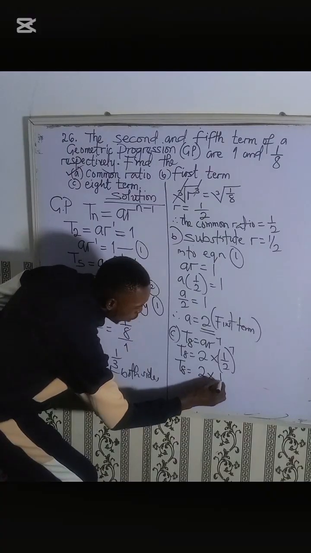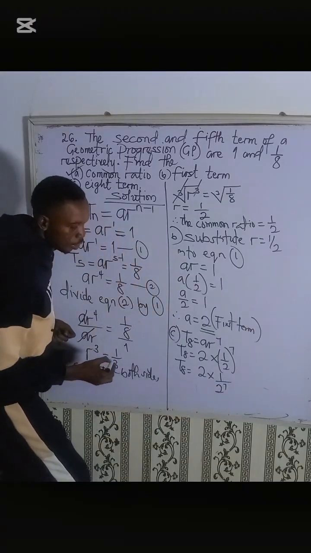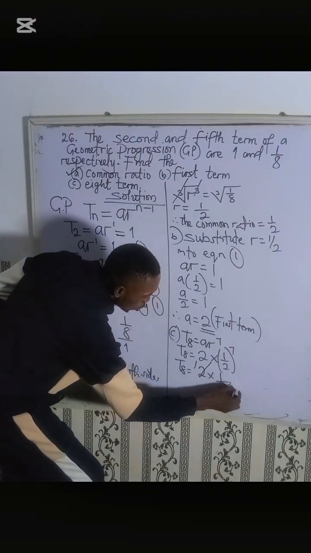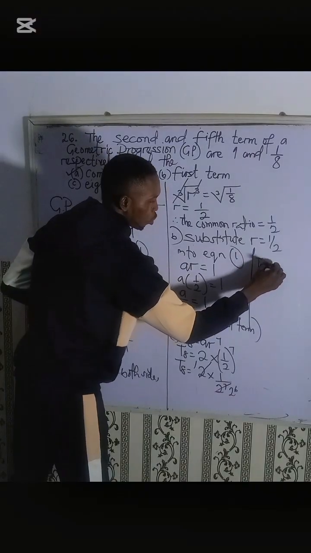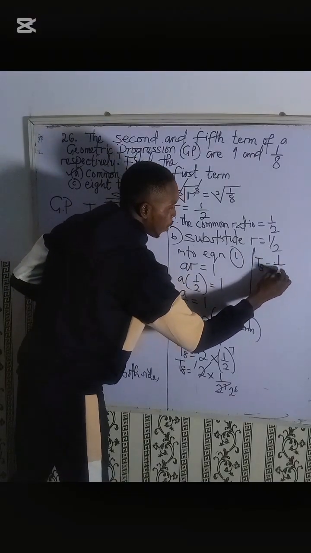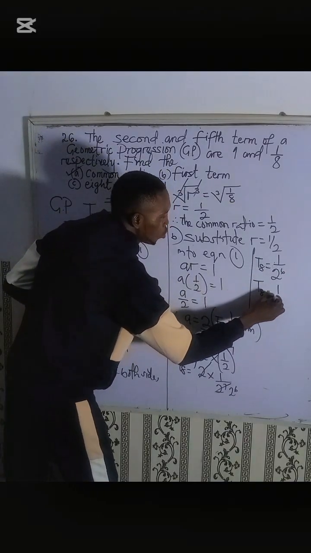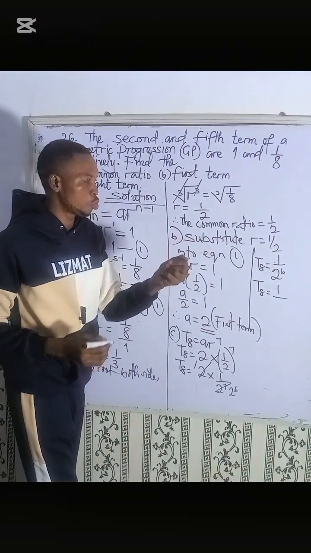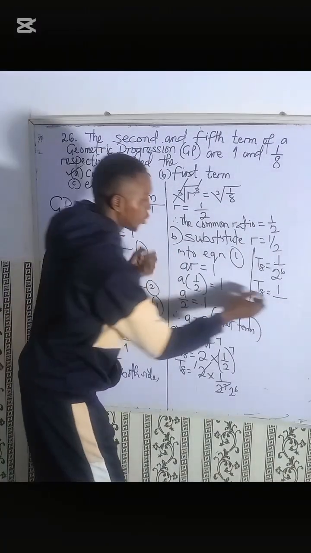Can you see? So finally, you're going to have T8 equals 2 times 1 divided by 2 to the power of 7. So to cancel 2 here, out of 7 here, it will remain 2 to the power of 6. So finally, T8 is equal to 1 divided by 2 to the power of 6. Of course, 2 to the power of 6 is what? 2 times 2 times 2 times 2 times 2 times 2. That's 64.